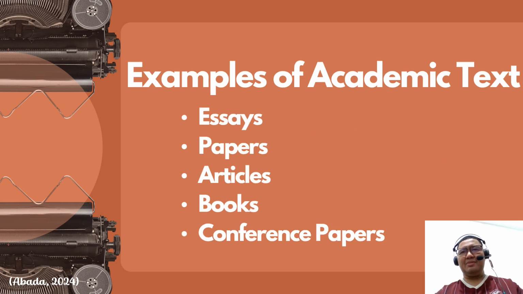What are examples of academic texts? There are several, but let me just point out some which you will need to learn. First is essays, papers, articles, books, and conference papers or research papers. These are examples of academic texts which were created for the purpose of school or the university, or something that has been created in the academe.